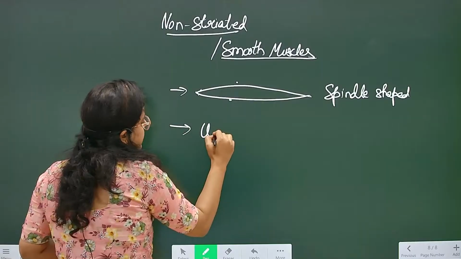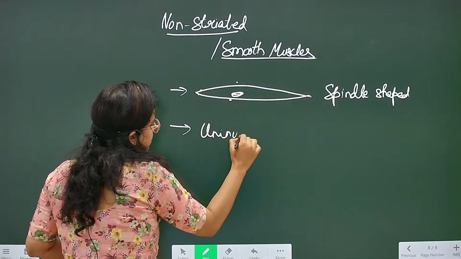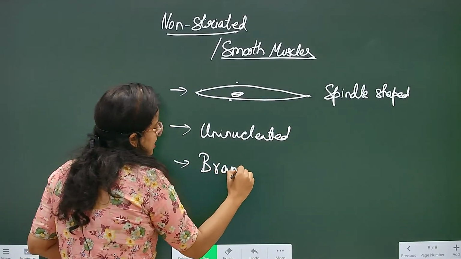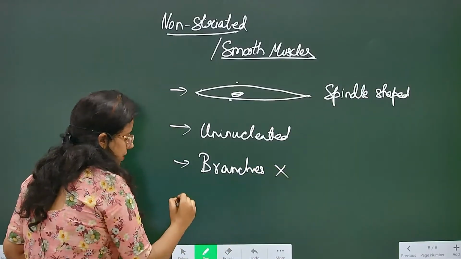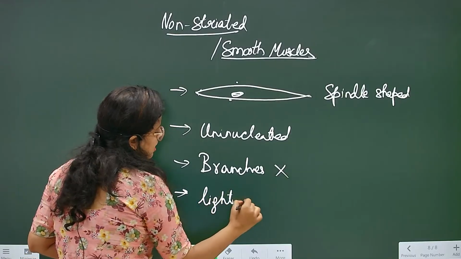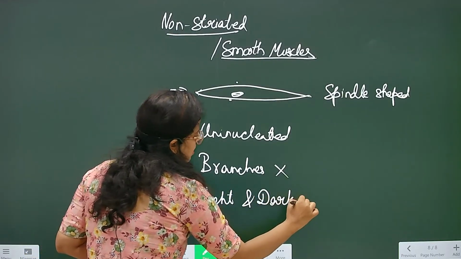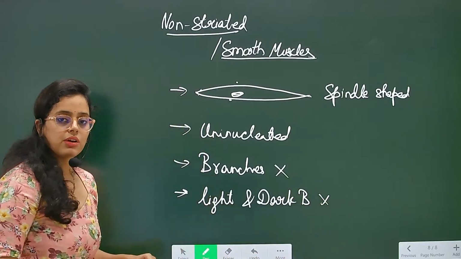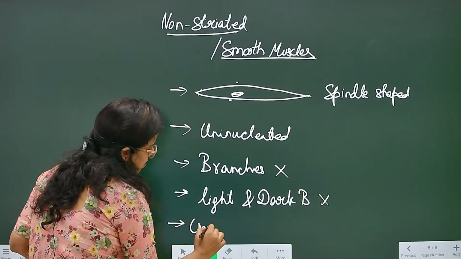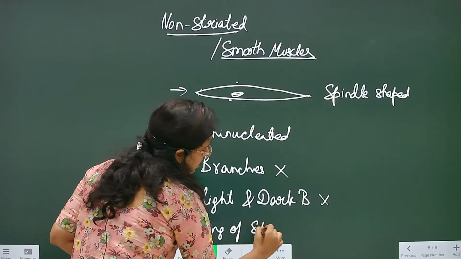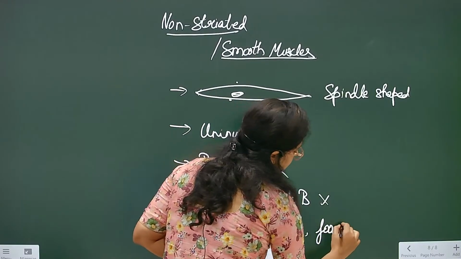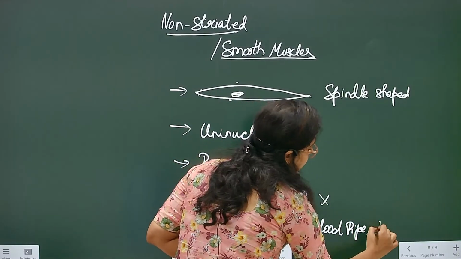They are uninucleated. They have only one nucleus. They don't have branches. Branches are absent. Okay, they don't have striations. Light band and dark band are absent. Okay, and where exactly they are present? They are present in the lining of the stomach, esophagus, food pipe, intestine.